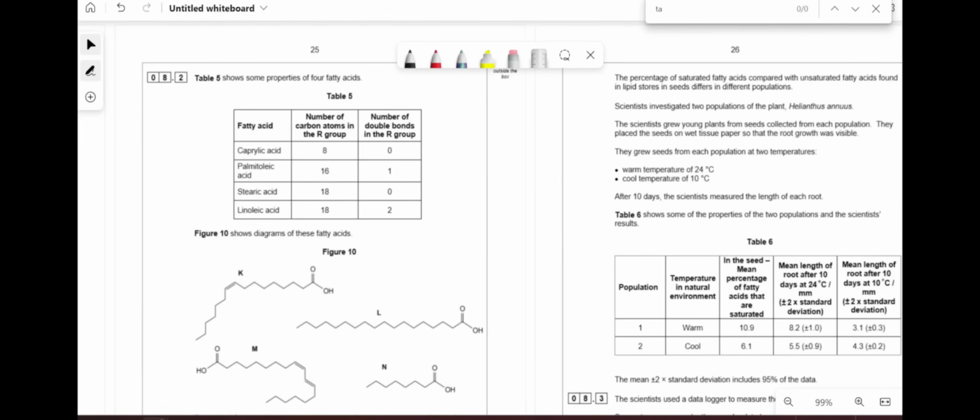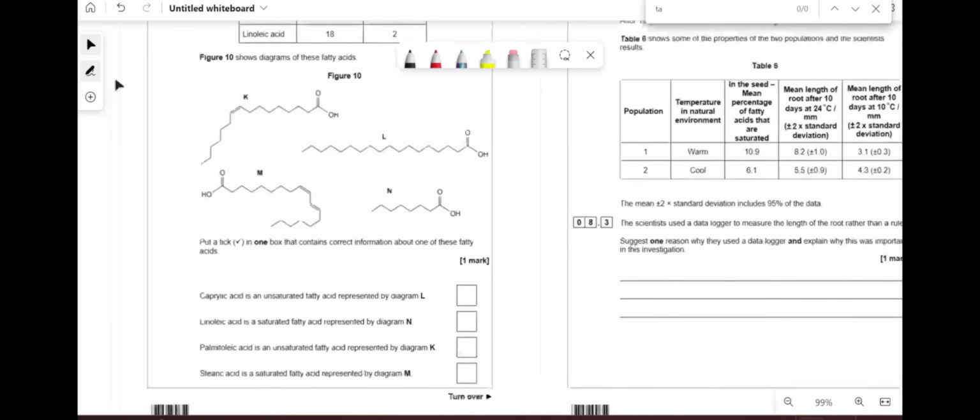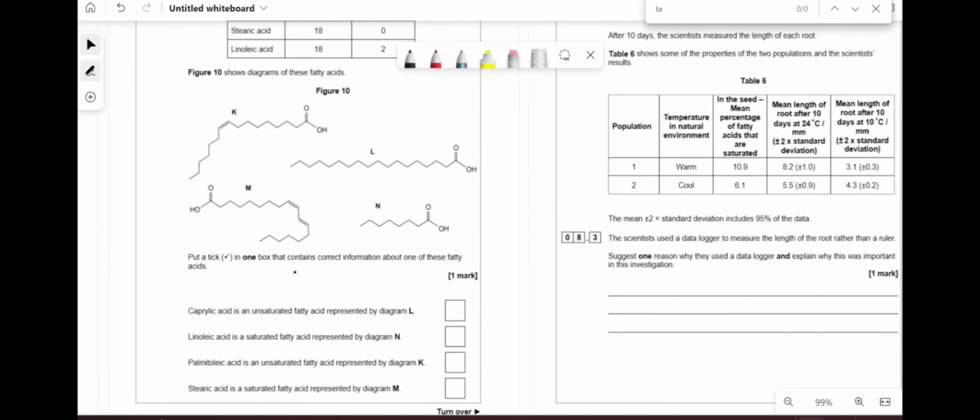Okay, so table 5 shows some properties of 4 fatty acids. So we've got caprylic acid, palmitoleic acid, stearic acid, and linoleic acid. The number of carbon atoms in the R group is 8, 16, 18, 18, and the number of double bonds in the R group is 0, 1, 0, 2. So here are diagrams of all of those. Put a tick in the box that contains the correct information about one of these fatty acids.